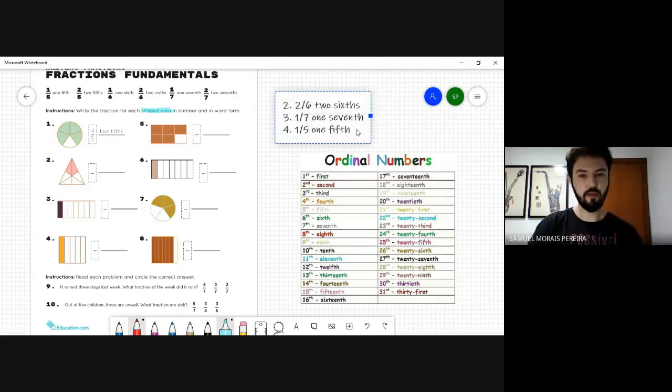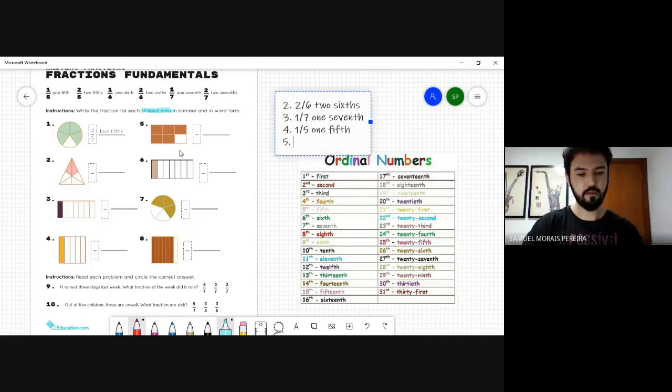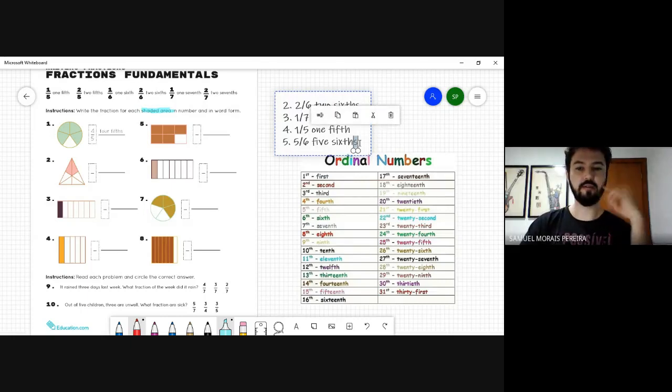Yes. Okay, can you read the number 5, please? Number 5. 5/6. Just like that, right? So 5/6 com S, né? Ou sem S? What do you think? Do I have to write the letter S here or no S?